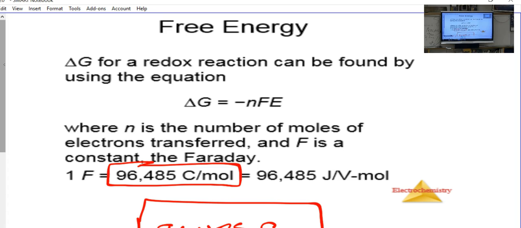So, delta G for a redox reaction can be found using the equation delta G equals negative NFE, where N is the number of moles of electrons transferred, and F is a constant. The Faraday. 1 Faraday is 96485 coulombs per mole, or the same number, joule per volt mole. Actually, you don't have to remember that. That number is given to you. But coulombs per mole means we can use it in a picket fence, which we will do later.